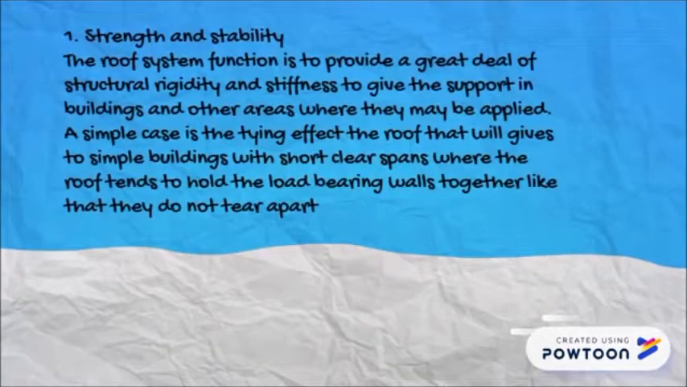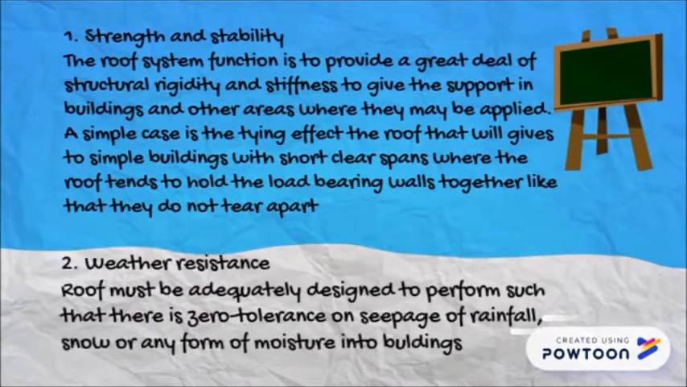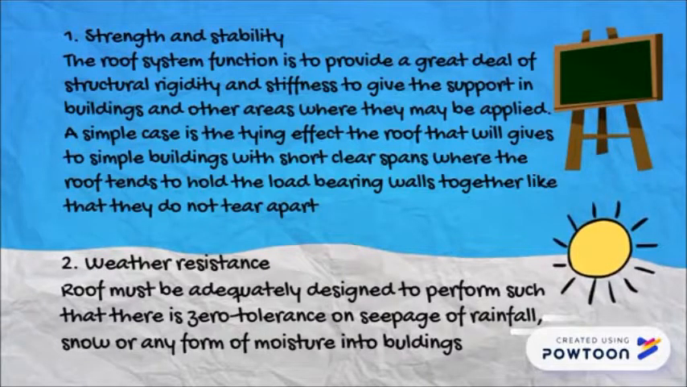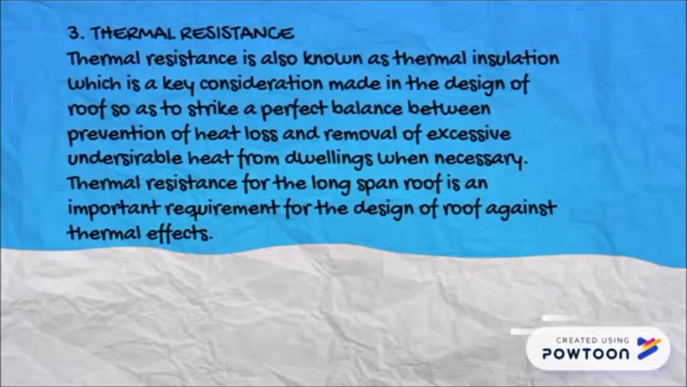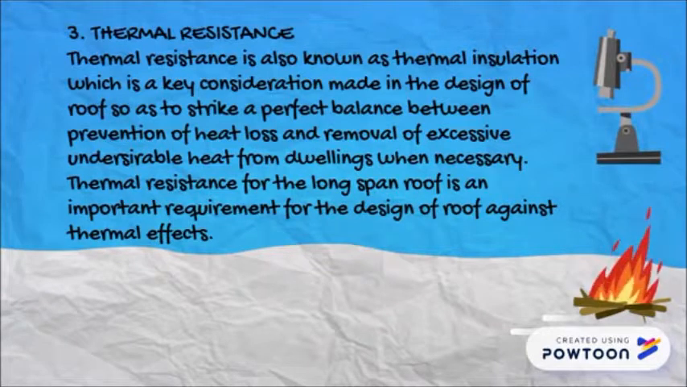First is strength and stability. The roof system's function is to provide a great deal of structural rigidity and stiffness to give the support. Second is weather resistance. The roof must be adequately designed so that there is zero tolerance for seepage of rainfall, snow or any form of moisture in the building. Lastly is thermal resistance. Thermal resistance is also known as thermal insulation, which is a key consideration made in the design of a roof so as to strike a perfect balance between prevention of heat loss and removal of excessive undesirable heat from dwellings when necessary.